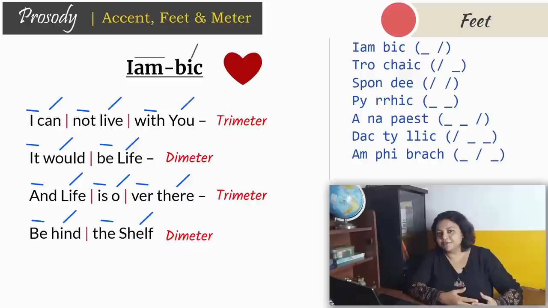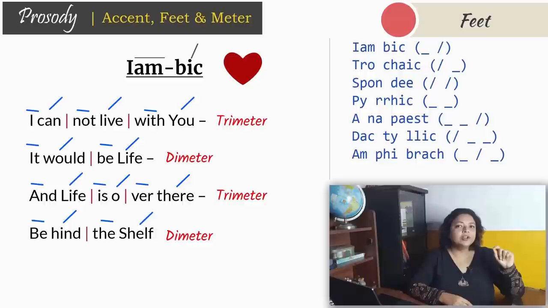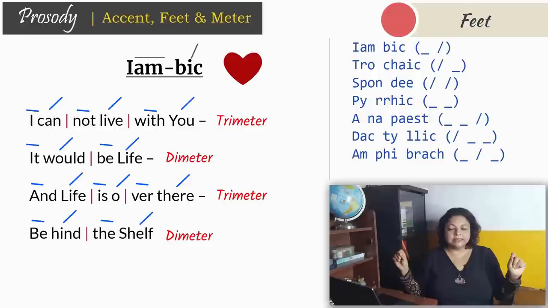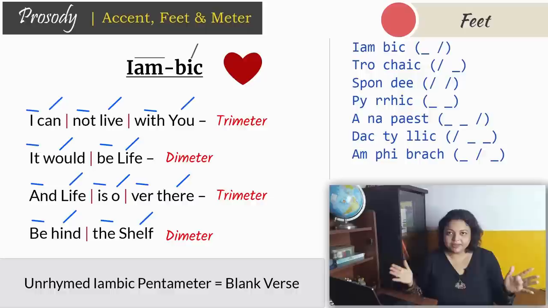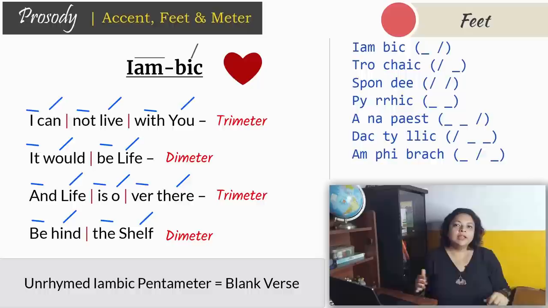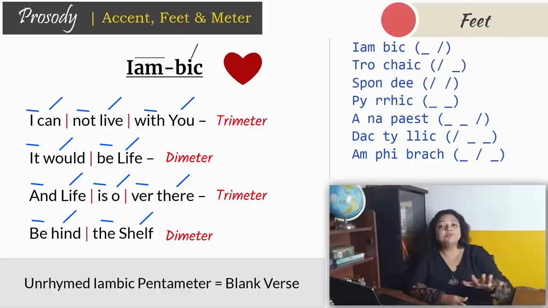And when it is not rhymed and there are 5 feet in iambic lines, that is called blank verse. Okay, so unrhymed iambic pentameter is blank verse. If you are going to appear for NET, SET or school service commission exams, try to remember these things, okay, that unrhymed iambic pentameter is called a blank verse.